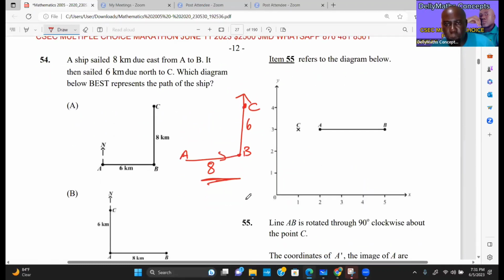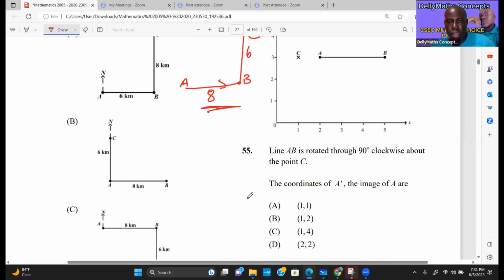55. A line is rotated 90 degrees clockwise about the center C. The coordinate of A, the image A prime, is what? Now, you're going to rotate this clockwise. That means it's going to come around this way. 90 degrees, this is going to come here. Same distance. A will reach here. See the 90 degrees there? Link it to the center.